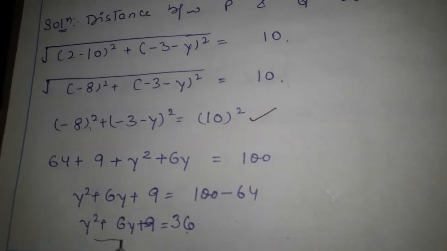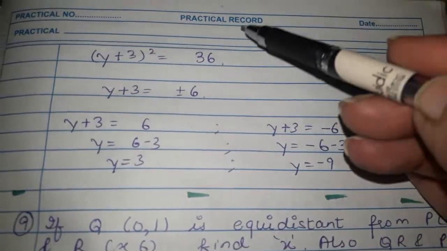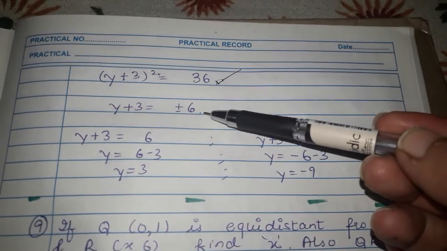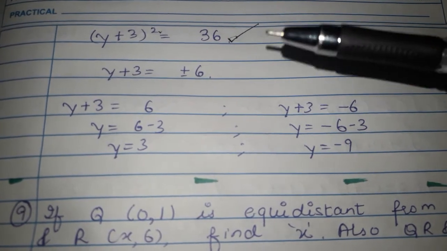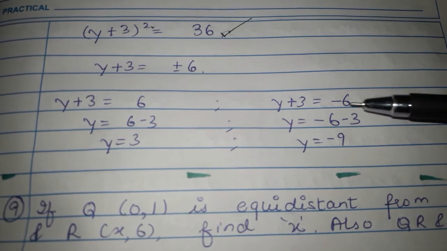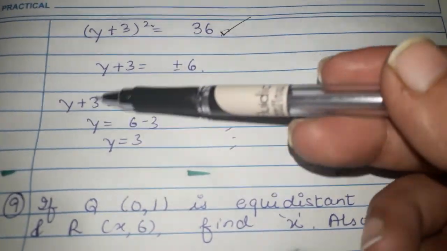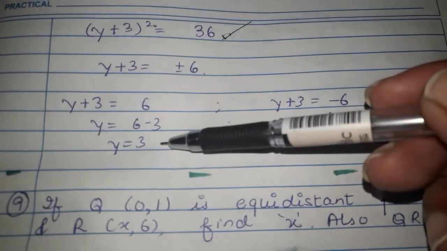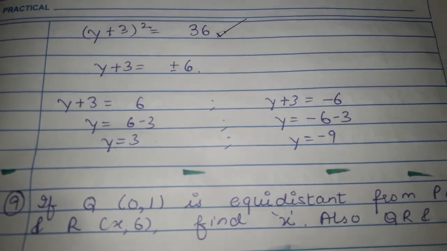Now we can write it as (y + 3) whole square, which should be equal to 36. On removing this square, the square root of 36 will be taken, and the root of 36 is plus minus 6. So there will be 2 points. y plus 3 is equal to positive 6, and y plus 3 is equal to negative 6. y is equal to 6 minus 3, and y is equal to minus 6 minus 3. It will be y is equal to 3 and y is equal to minus 9. Two points will be there.